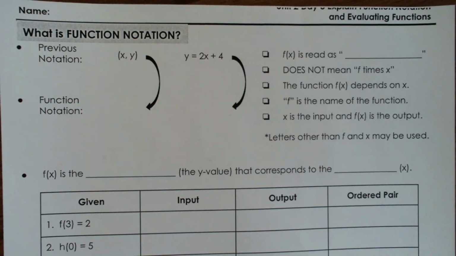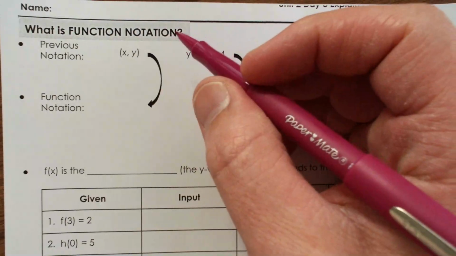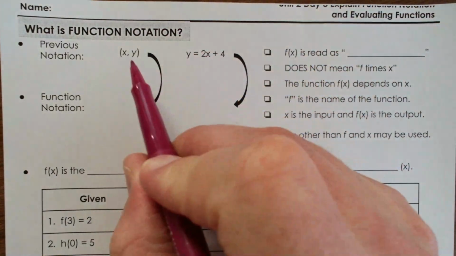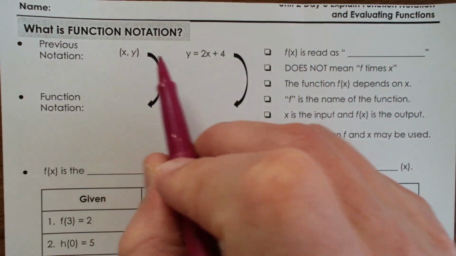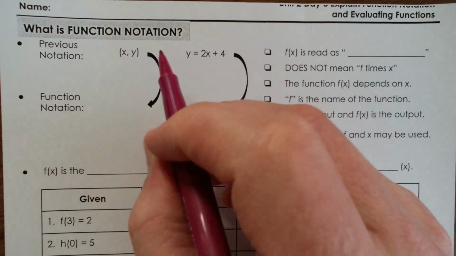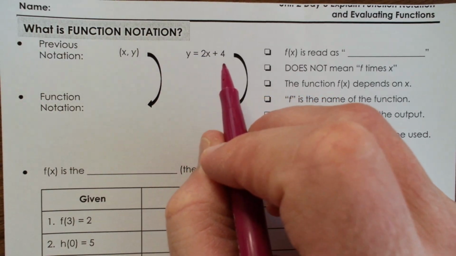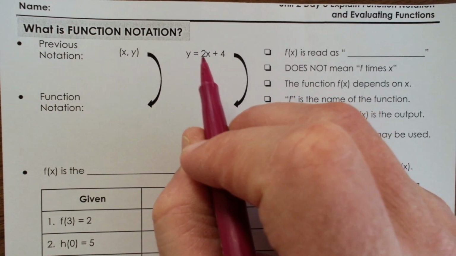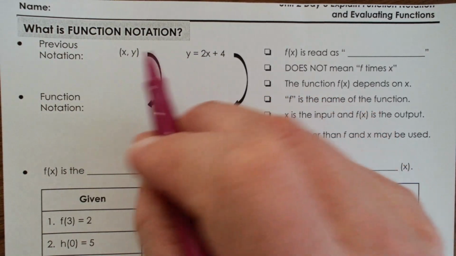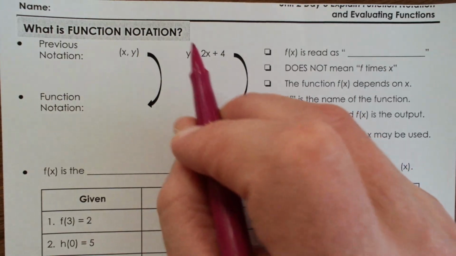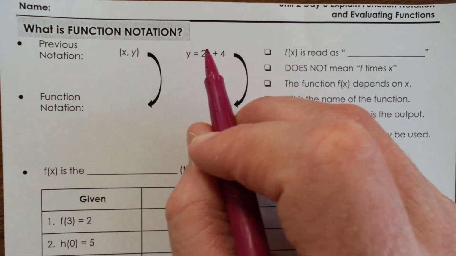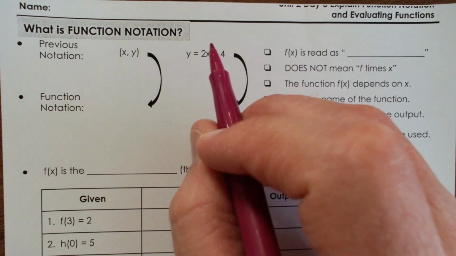Okay, so today we are doing our notes for function notation, explaining this function notation and evaluating functions. So, first, what is function notation? Function notation is taking the notation prior, which we had before, which was x and y, equals 2x plus 4. When we get into more complicated things, sometimes we have to give these functions a name.